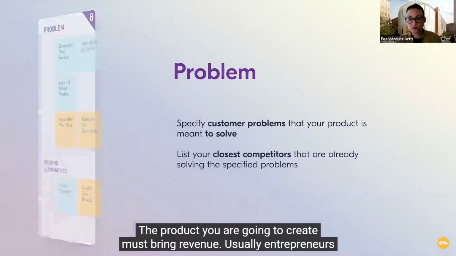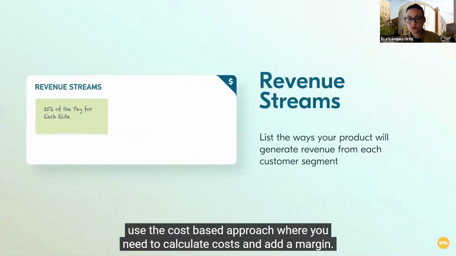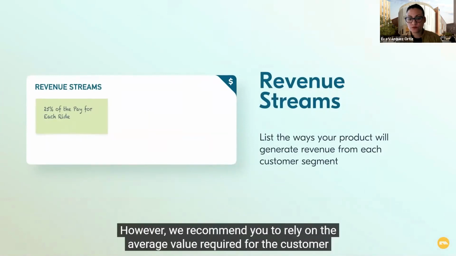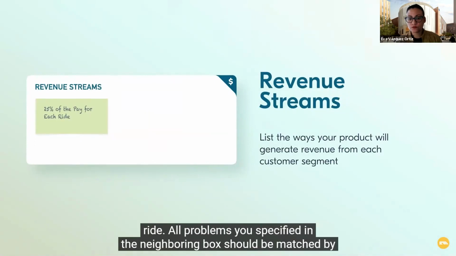The product you are going to create must bring revenue. Usually, entrepreneurs use the cost-based approach, where you need to calculate costs and add a margin. However, we recommend you rely on the average value required for the customer to solve the problem. For example, Uber takes around 25% of the pay for each ride.